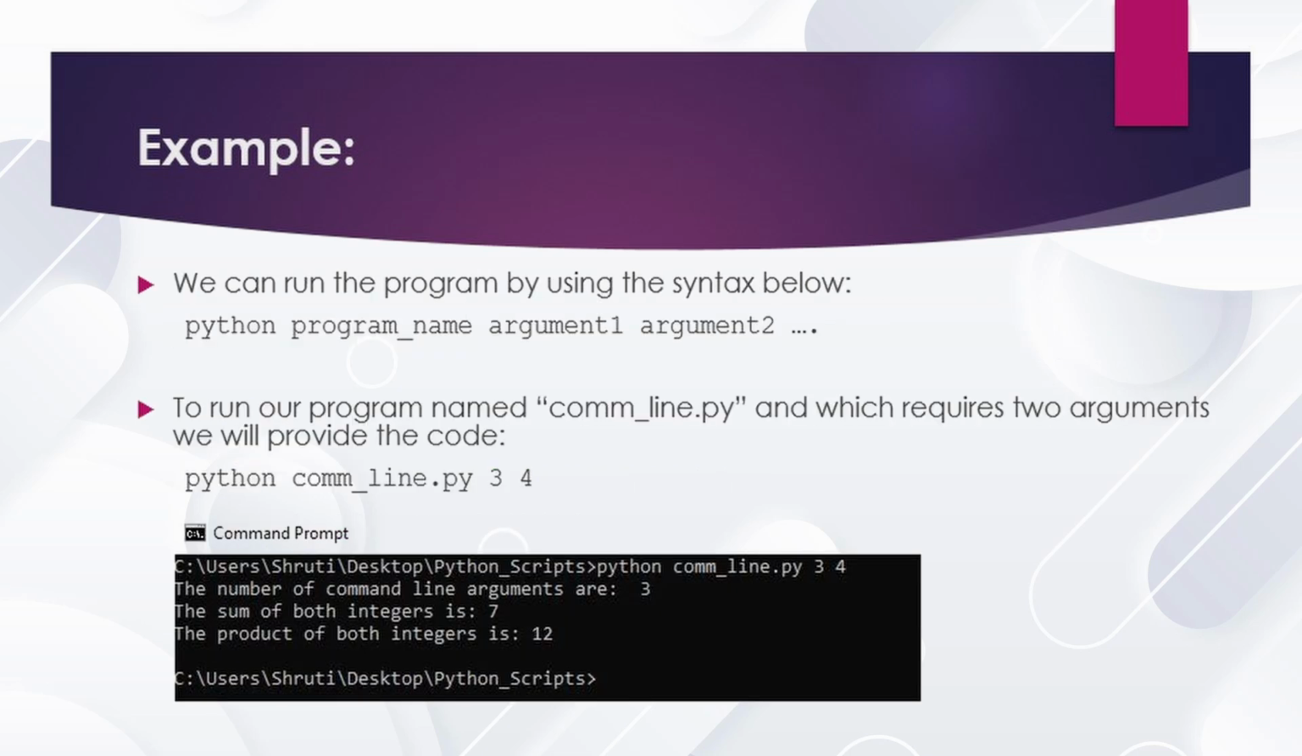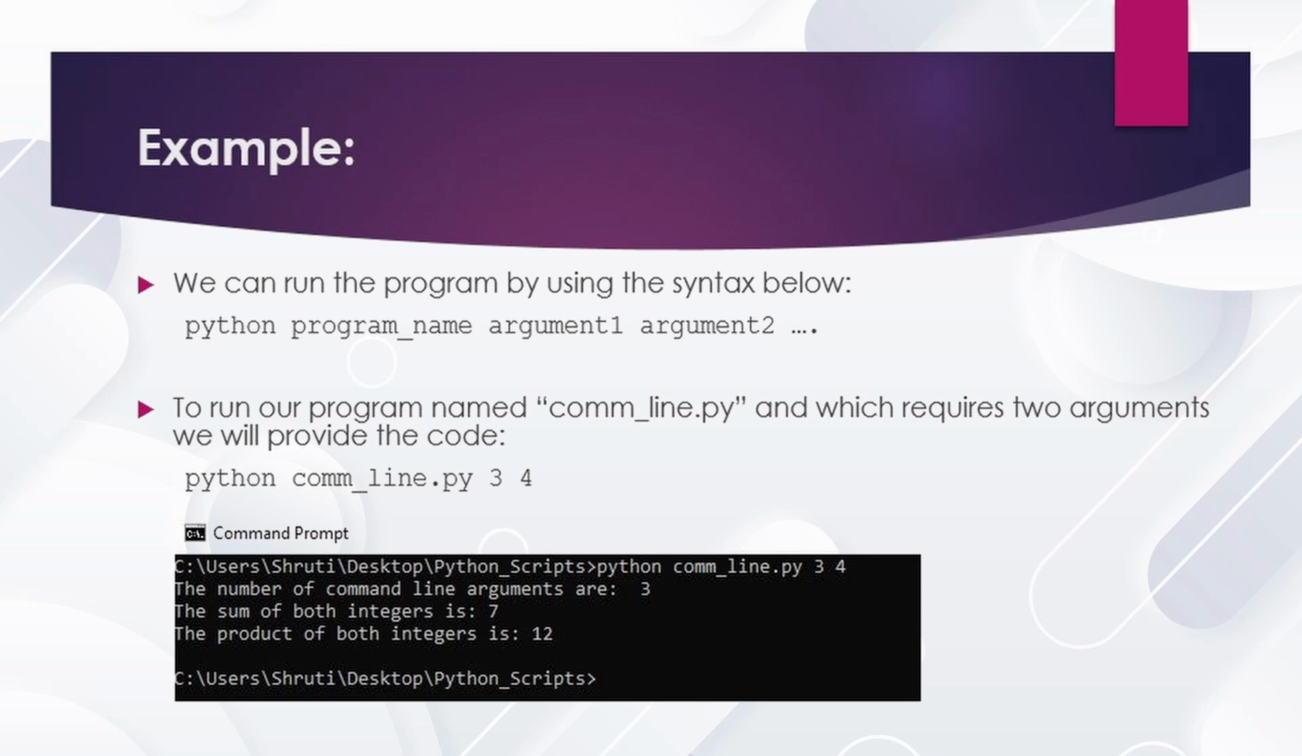We can run the program by using the syntax below, which is python program name argument1, argument2, and so on. Since our program is named comline.py and requires two arguments, we will provide the command python comline.py followed by 3 and 4.